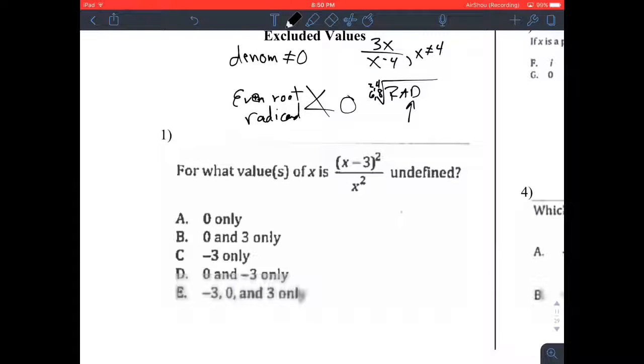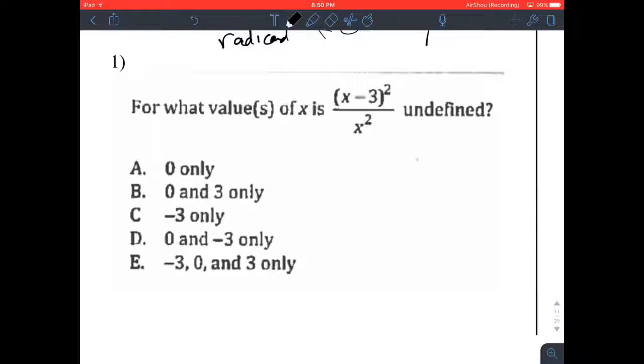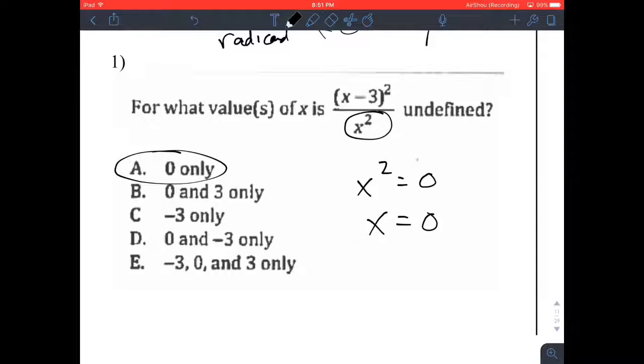Let's look at the first example. For what values of x is this undefined? Well, these things undefined happen in two places once again: even root radicals, which we don't have any, and fractions, which we do. Take your denominator and you set it equal to 0. You get x by itself, and this tells you what x can't be. X cannot be 0. If you're still not sure when you get to the end, maybe I'm missing something, take these numbers and plug them into the problem. If it ends up being undefined in your calculator, then that means it's an excluded value.